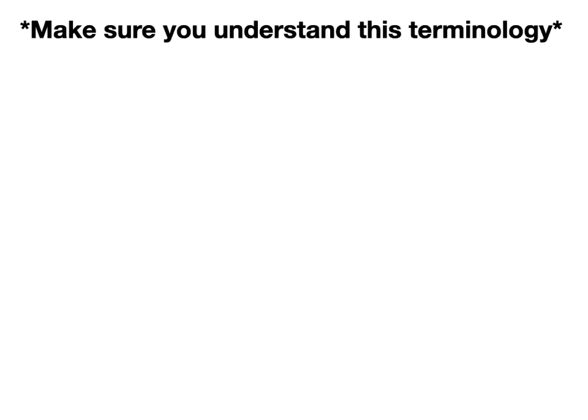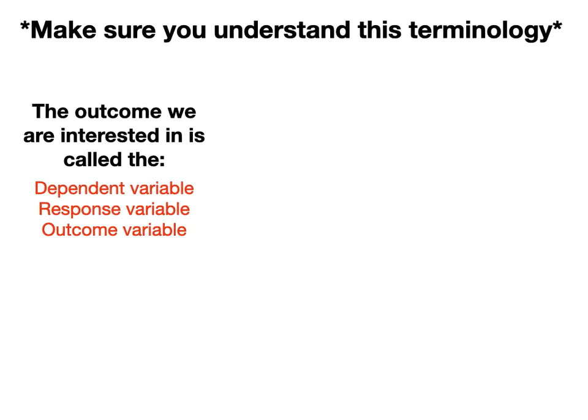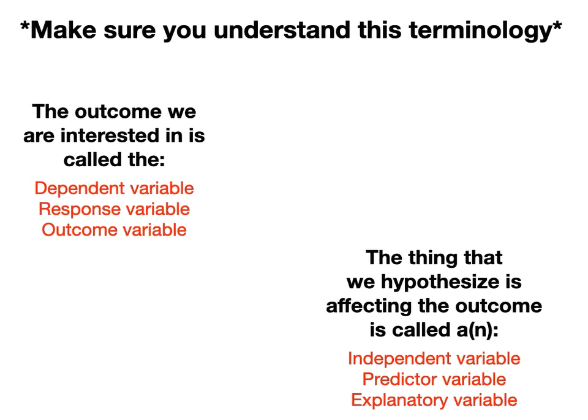Okay, so some terminology to set you up. You probably have heard some of this before in high school. We've got the dependent variable and the independent variable, and we've got some synonyms, some words that mean the same thing. So the outcome variable that we're interested in is called the dependent variable, the response variable, or the outcome variable. The thing that we hypothesize might be causing variation in the outcome is called the independent variable, the predictor variable, the explanatory variable. So we've got cause and effect, right?